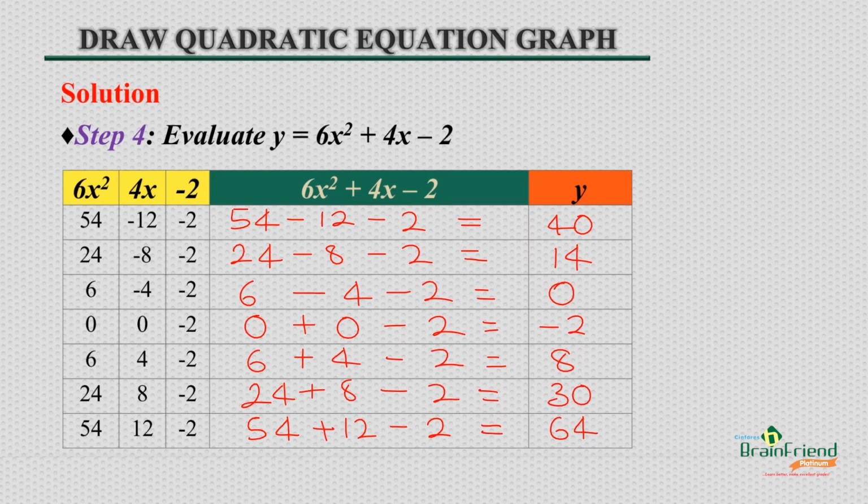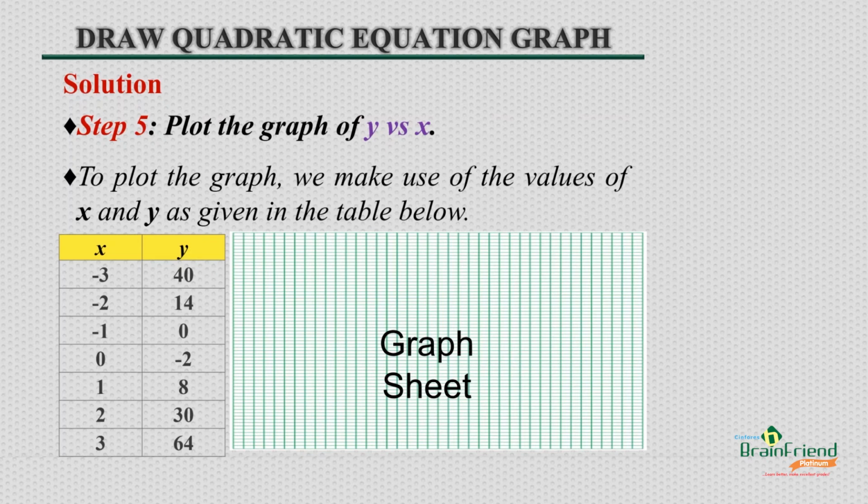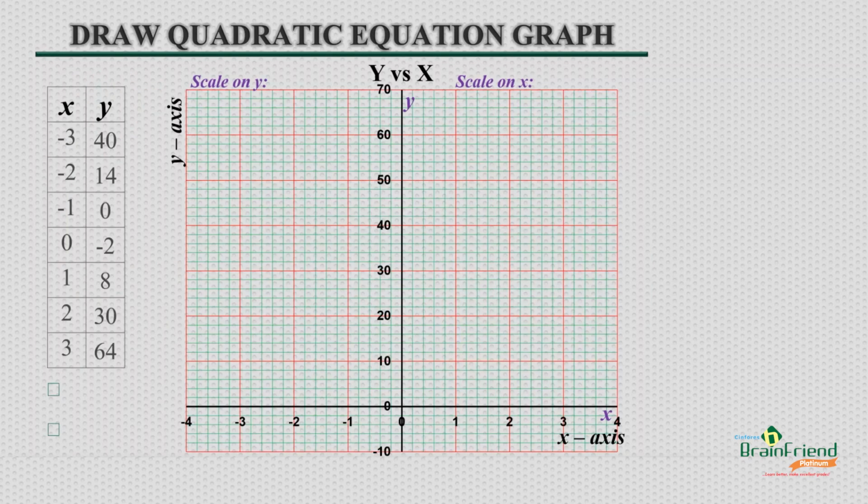Now that we have the values of y evaluated, our step 5 is to plot the graph of y versus x. To plot the graph, we make use of the values of x and y as given in the table below. Please note, this table is referred to as table of values. Now to plot our graph, we'd have to look at our table of values, which is given here. And then from our table of values, we'll be able to generate the scales on x and y axis.